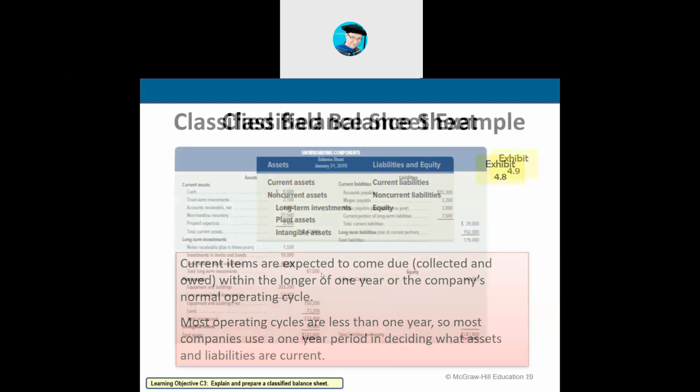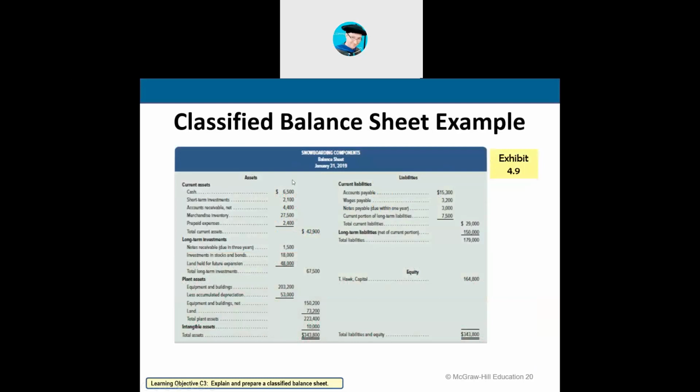And so this is what we call the classified balance sheet. The way the classified balance sheet works is it's broken out between current assets, long-term assets, current liabilities, long-term liabilities, and then equity. That's what we call a classified balance sheet. And we see that everything's listed out in terms of liquidity on the assets.